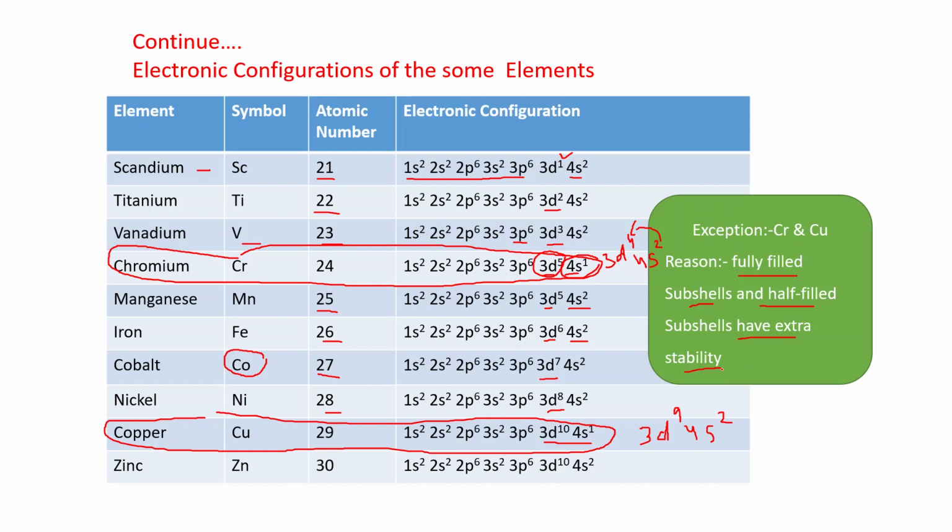That's why you have to remember the electronic configuration of chromium with atomic number 24 and of copper with atomic number 29. These are the exception cases, and the exception is due to the extra stability of half filled and fully filled electronic configurations. Then last, zinc, atomic number 30, is again 3d10 4s2. Dear students, up to atomic number 30 you have to remember the electronic configuration of the elements. Clear?